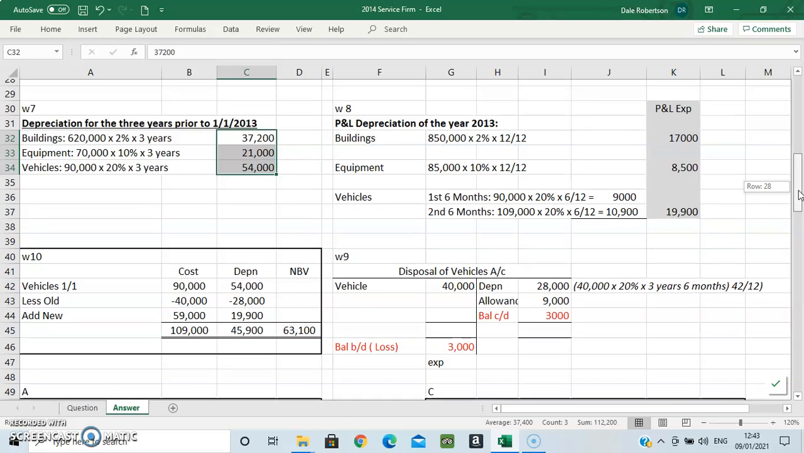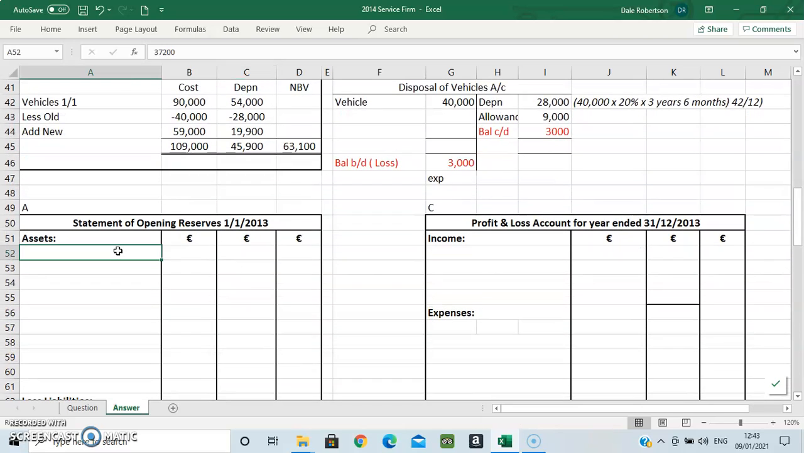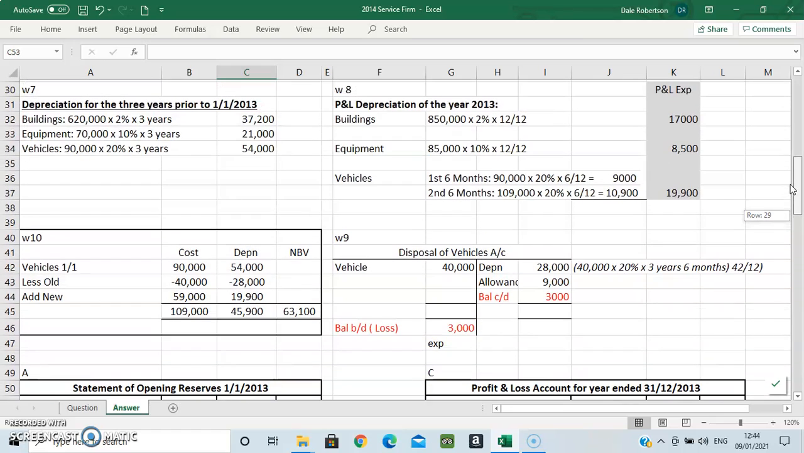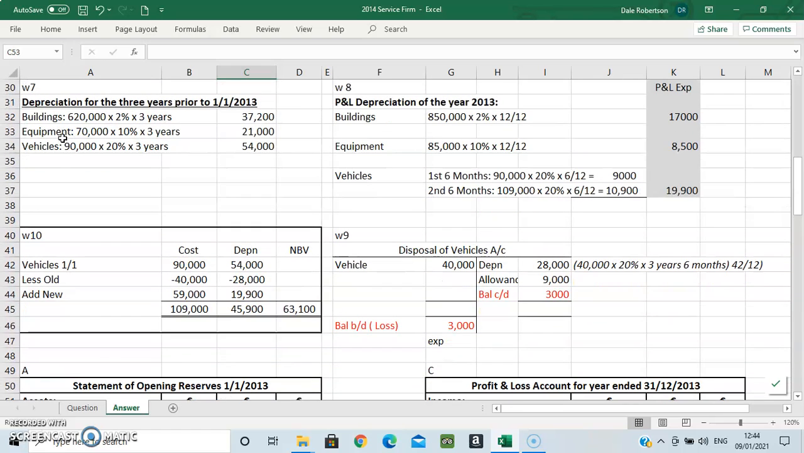So in part A of the question, which I have not written down here, you'll be putting in your buildings, and of course your buildings number is 620, but it's not really 620 because you have 37,200 existing depreciation, so therefore you're actually putting in 582,800 in there, and you do the same for the other two assets. Okay. Now, vehicles and equipment.